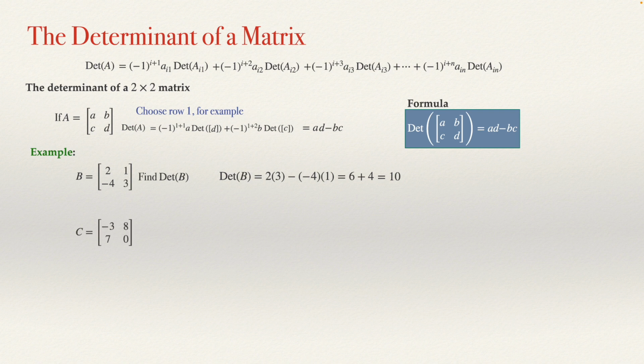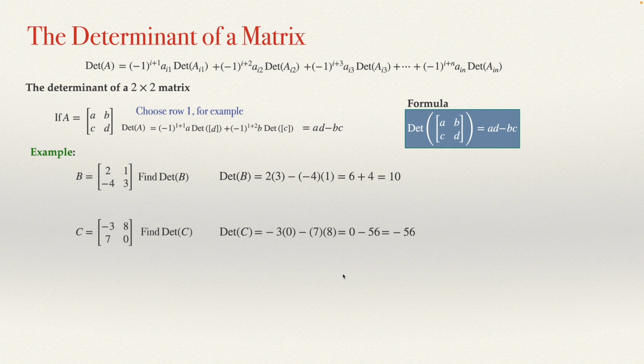Or for example, if we have this matrix, find the determinant of C. The determinant of C will be minus 3 times 0 minus 8 times 7. So it will be minus 3 times 0 minus 7 times 8. And this will be 0, minus 7 times 8, so minus 56. And that's the way that we compute the determinant of a 2 by 2 matrix.